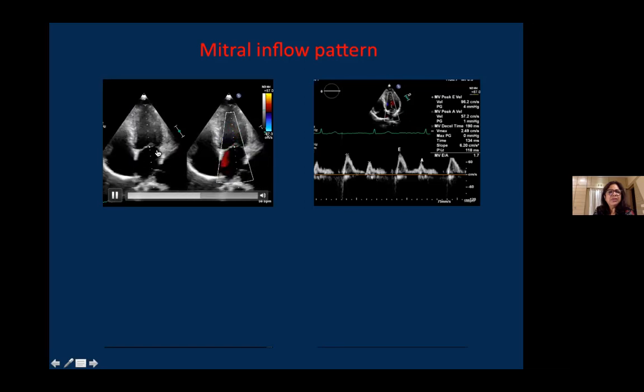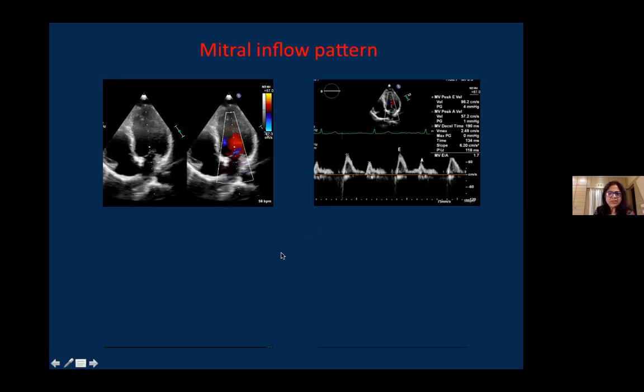It's absolutely normal. There is no thickening. The patient is not having hypertension, a normal person, and I am getting E wave more than A wave. Now let us see the second case.